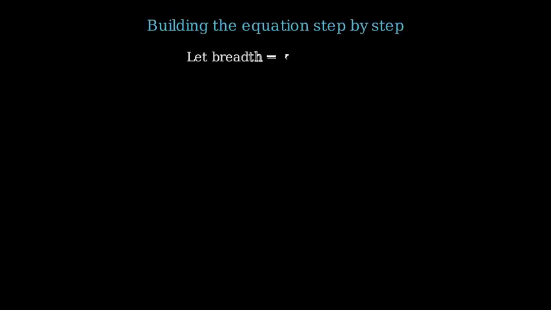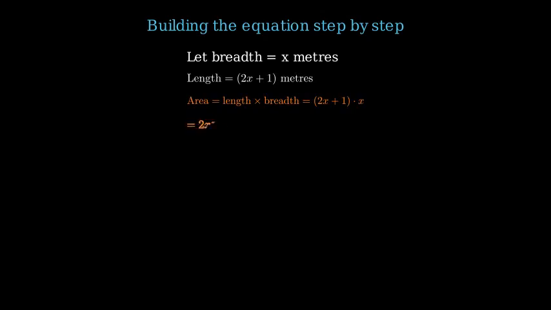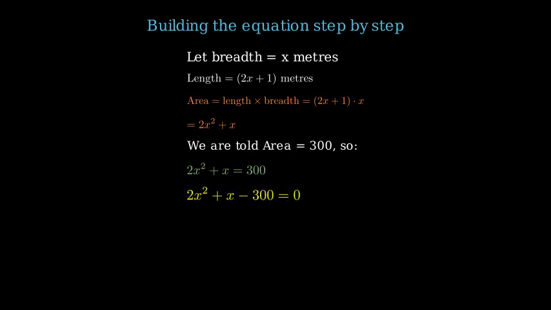The area gives us the product, 2x plus 1 times x equals 300. Expanding, we get 2x squared plus x equals 300, or 2x squared plus x minus 300 equals 0. This is a quadratic equation, an equation involving x squared as the highest power.